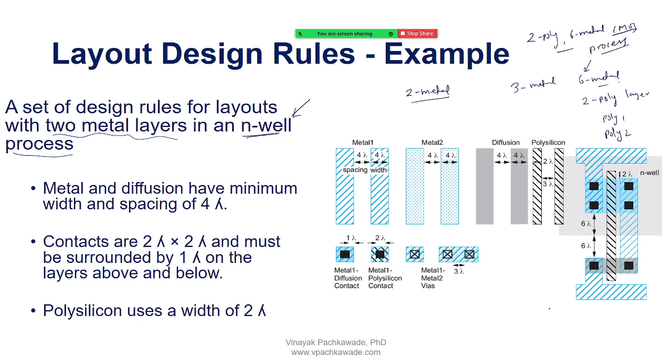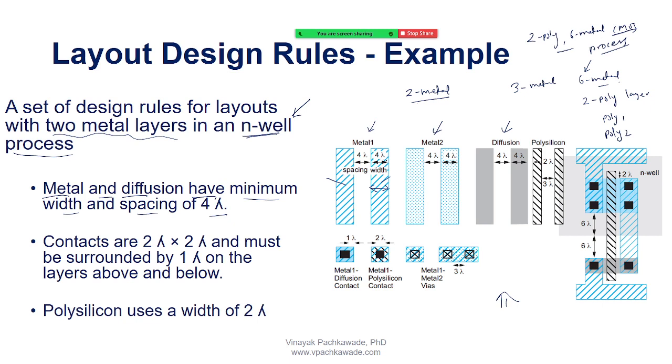So now let's take a look at this diagram. The first rule says, this is just an example of rules that an engineer would like to know: metal and diffusion have a minimum width and spacing of 4 lambda. Where do you see it? I have metal 1 here and I have metal 2 here. I have a diffusion layer here also. What I see here is the minimum width of this metal. This is one layer of metal 1 and this is another layer of metal 1. So the first rule says that the minimum width should be 4 lambda. I cannot have 2 lambda or I cannot have 3 lambda.